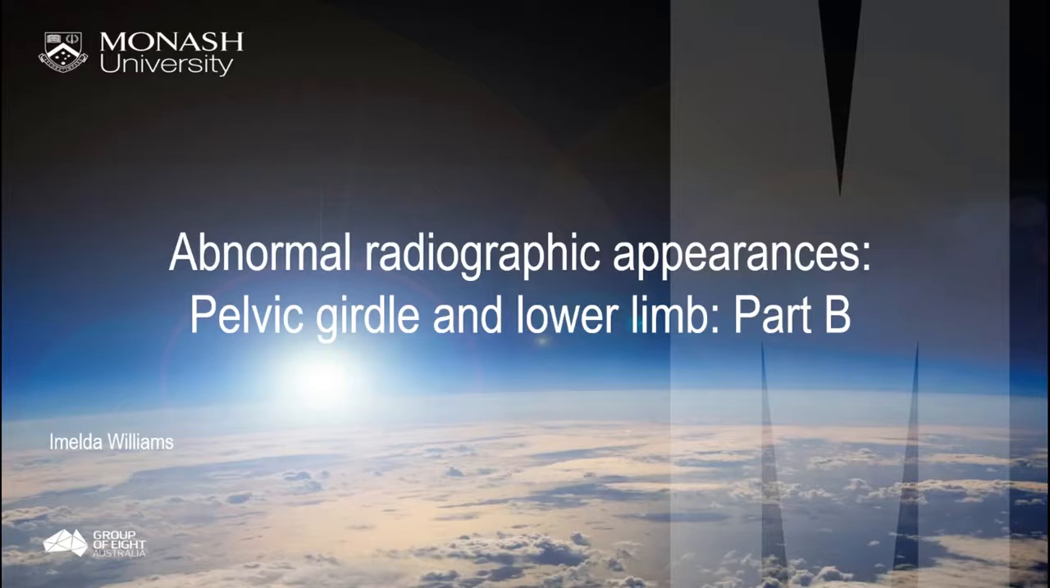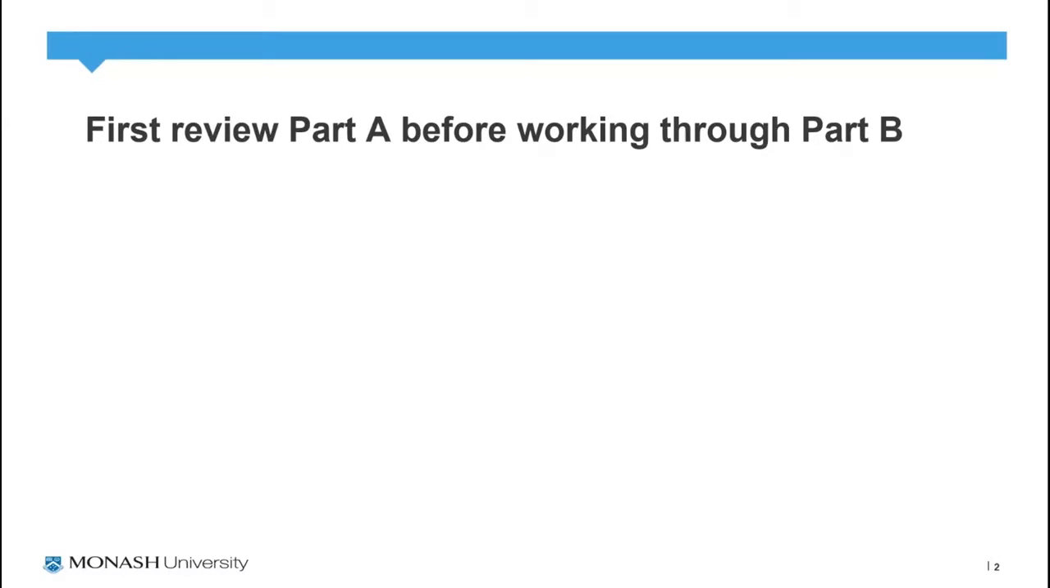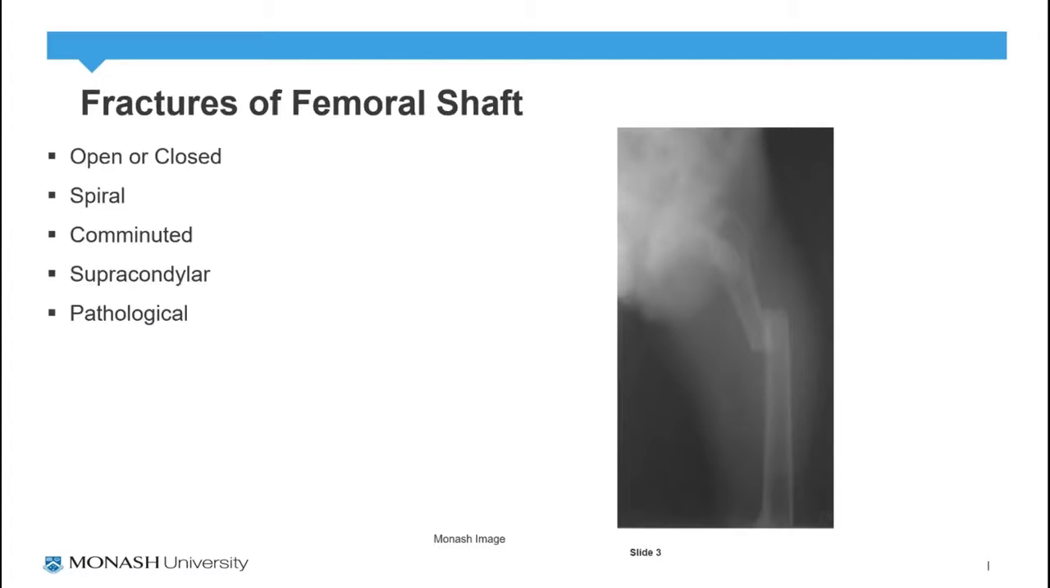This presentation will focus on abnormal radiographic appearances of the pelvic girdle and lower limb, and this is part B of the presentation. Part B includes the femur, the knee, and the lower leg. So before you view part B, please ensure that you have reviewed part A.